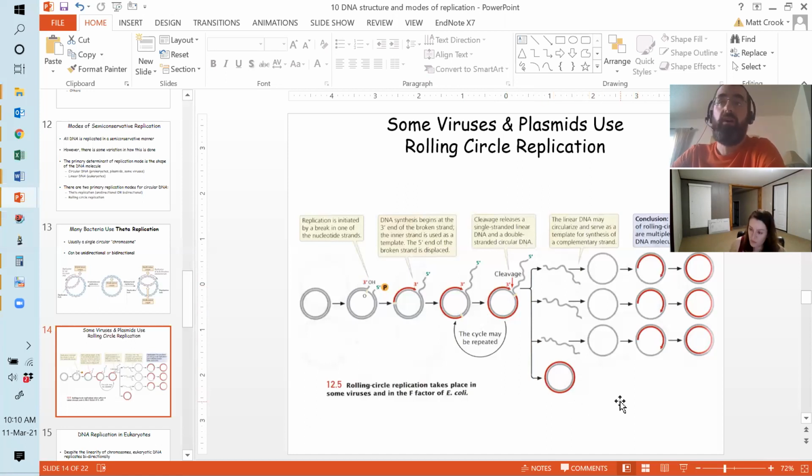So it's very, very fast, which if you're a virus is a big deal, because you want to replicate your genome and package it into proteins before your host kills you or before your cell dies. You've got a limited amount of time to be able to replicate and kind of get out, essentially. And so that's really where rolling circle replication succeeds.